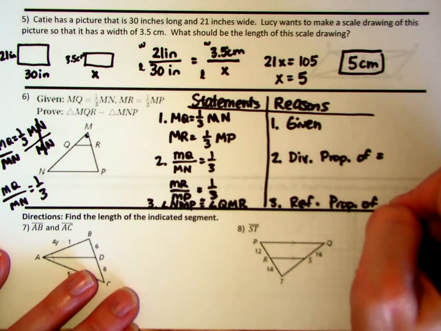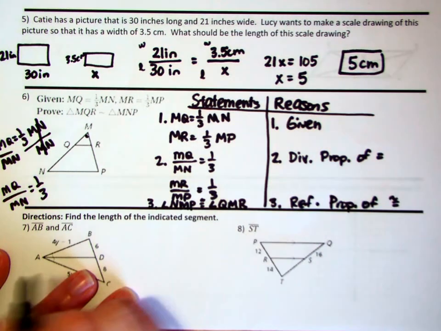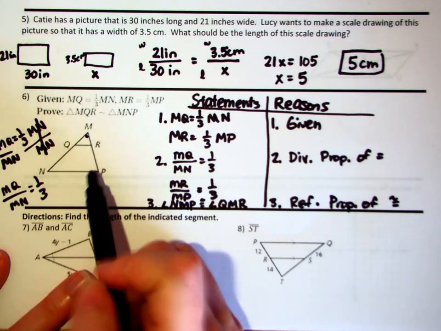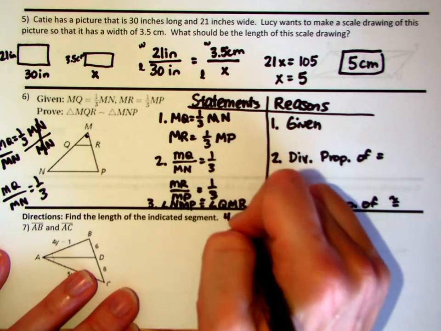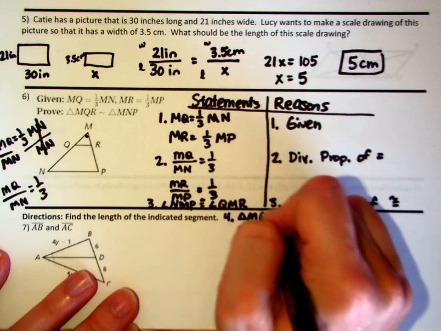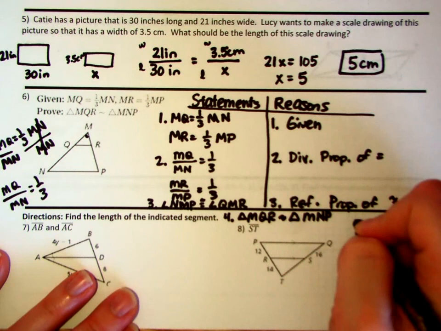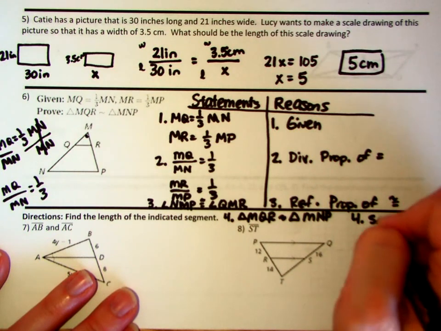Now, if you'll notice, we have a side, an angle, and a side, so I can say number 4, that triangle MQR is similar to triangle MNP, and the reason would be SAS similarity.